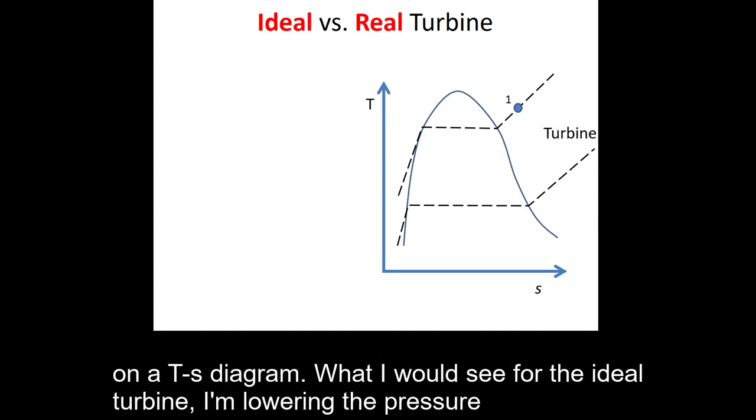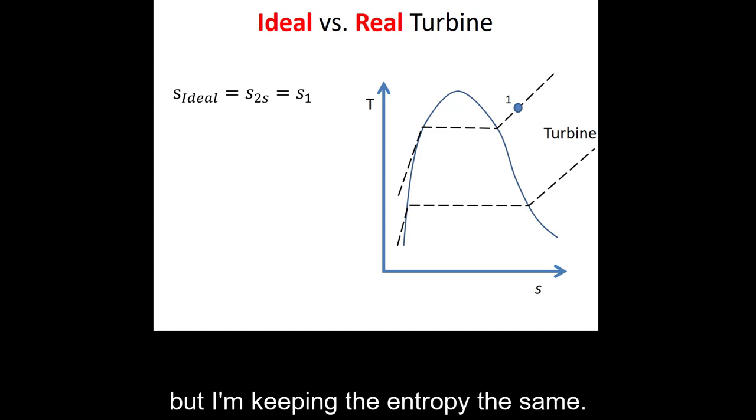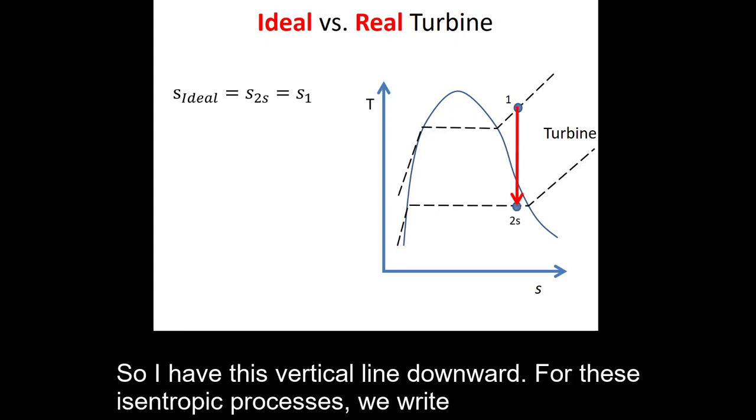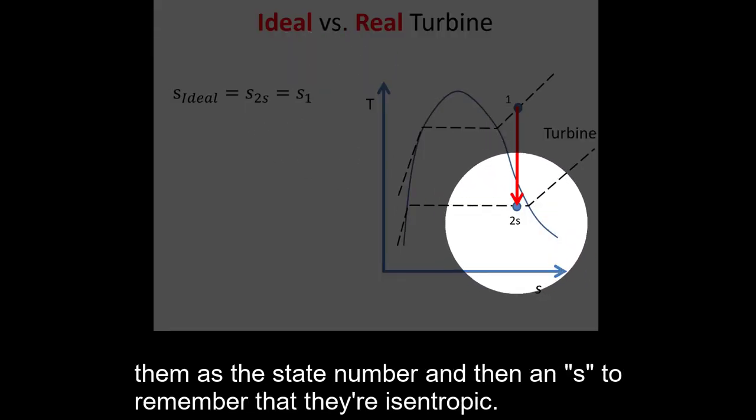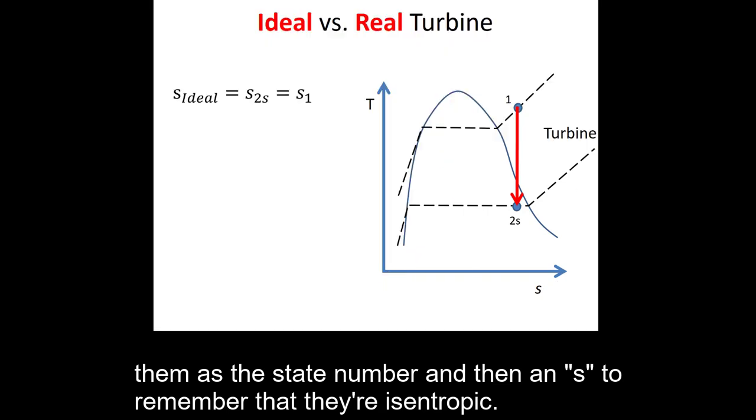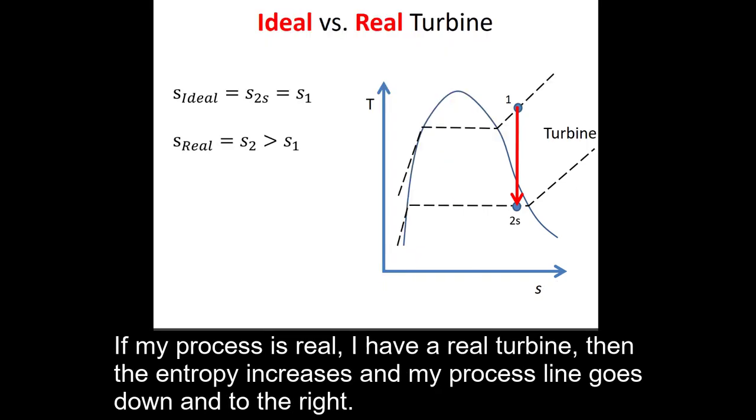So if I wanted to draw these two processes, the ideal turbine and the real turbine, on a TS diagram, what I would see for the ideal turbine, I'm lowering the pressure, but I'm keeping the entropy the same. So I have this vertical line downward. For these isentropic processes, we write them as the state number and then an S to remember that they're isentropic. If my process is real, I have a real turbine, then the entropy increases and my process line goes down and to the right.